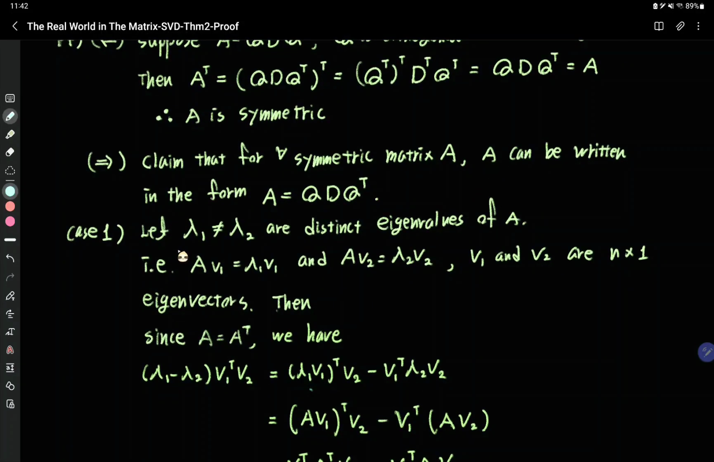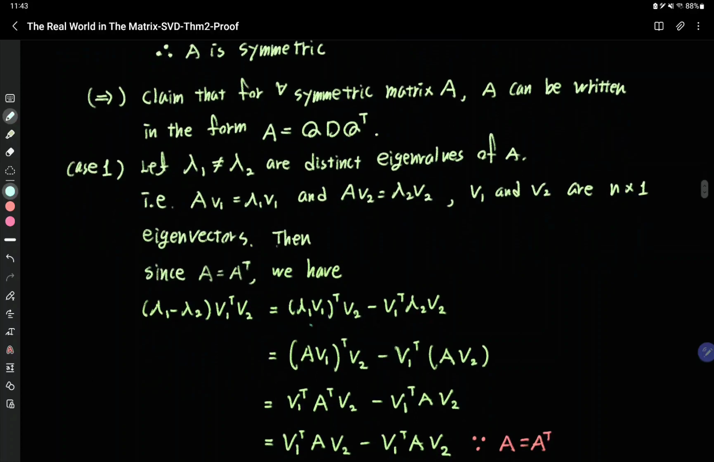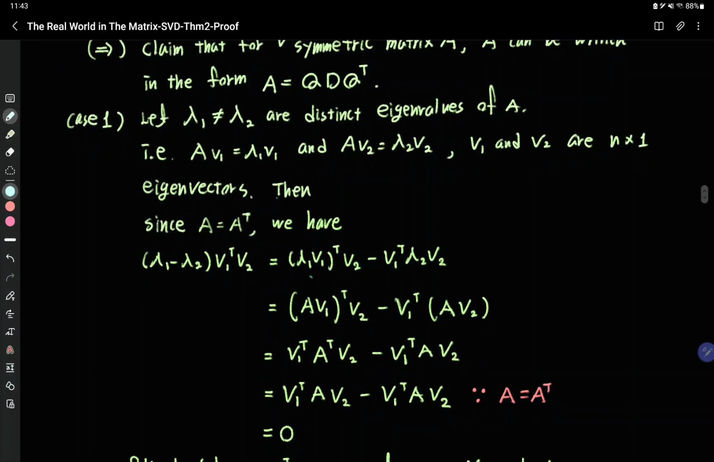First, let's say lambda 1 and lambda 2 are distinct eigenvalues of matrix A. It means that A v1 is lambda 1 v1 and A v2 is lambda 2 v2, where v1 and v2 are, I mean, n by 1 eigenvectors. Since here we assume that A is a symmetric matrix, so A is A transpose, and we have lambda 1 minus lambda 2 times v1 transpose v2. We're going to start from this one.